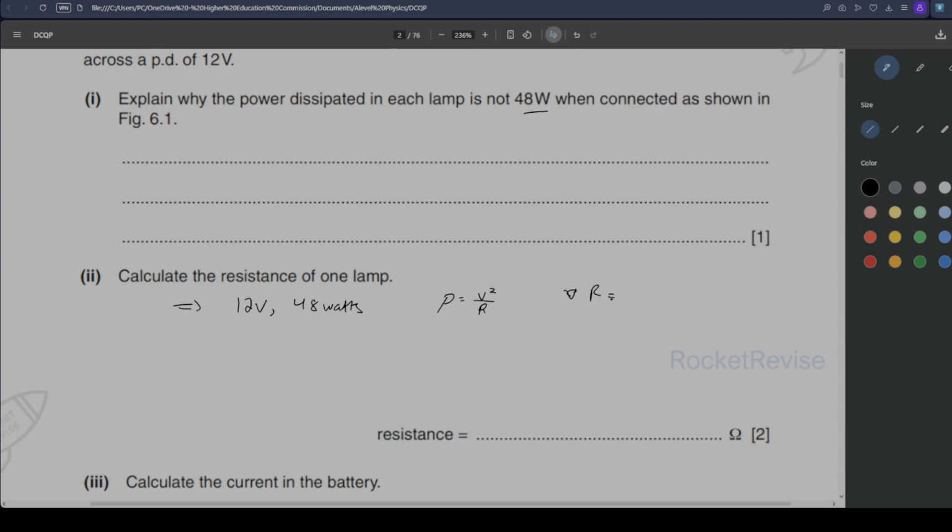R would be V squared divided by P, and that's gonna be R is equal to 12 squared divided by 48, and that is going to give you a value of 144 divided by 48, which is 3 ohms.